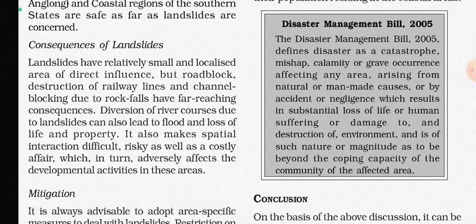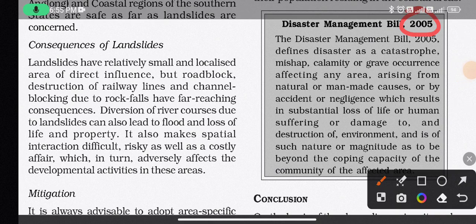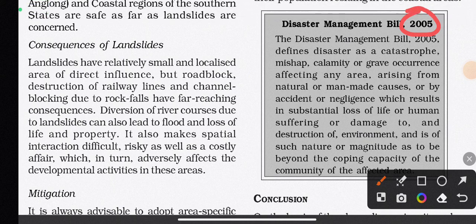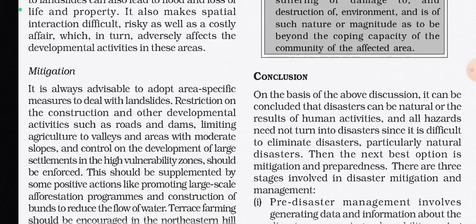Disaster Management Bill, so this is an important thing: when did the Disaster Management Bill come, in 2005. The Disaster Management Bill 2005 defines disaster as a catastrophe, mishap, calamity, or grave occurrence affecting any area arising from natural or man-made causes or by accident or negligence, which results in substantial loss of life or human suffering or damage to and destruction of environment and is of such nature or magnitude as to be beyond the coping capacity of the community of the affected area.